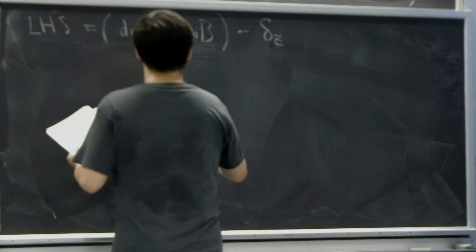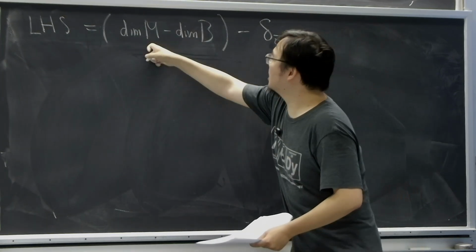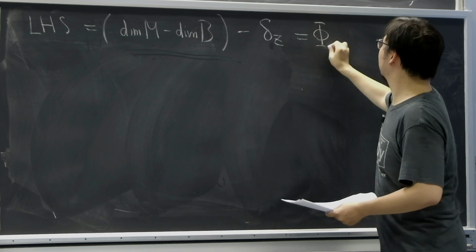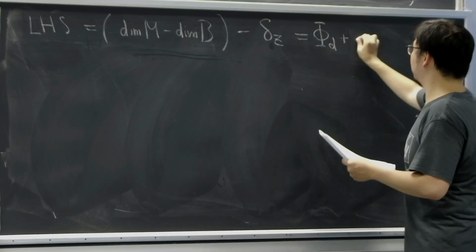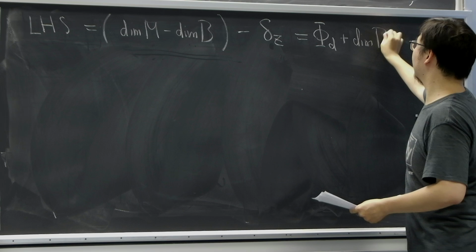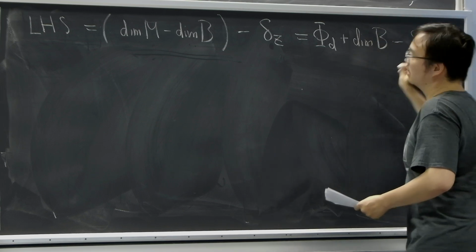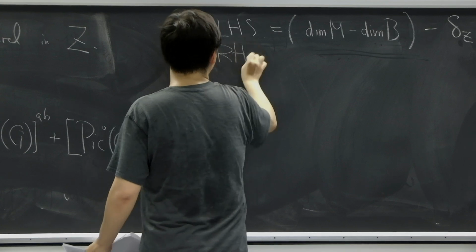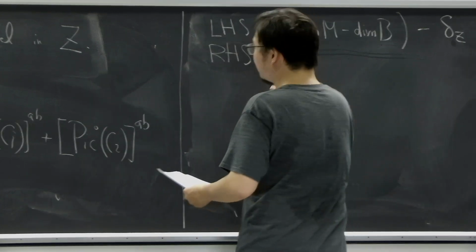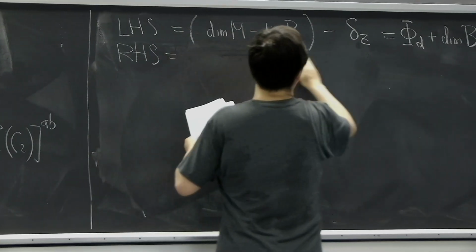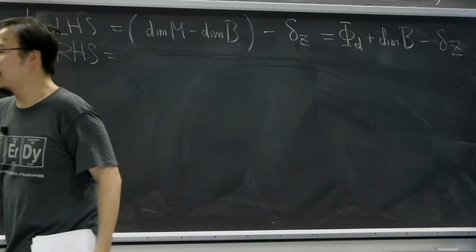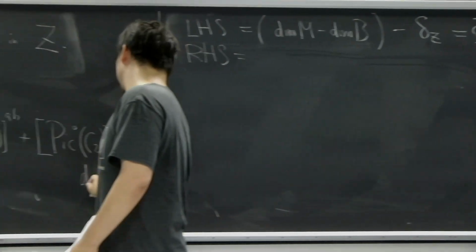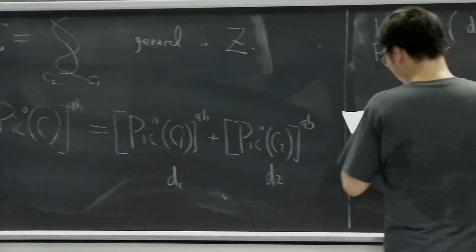Okay, so let me rewrite it. Dimension M minus, this is fiber dimension, so this is phi d plus dimension of base minus delta Z. Okay, well, let's evaluate the right-hand side. So the right-hand side, you can of course apply the same equation for not degree D, but degree D1 and D2 respectively. So this C1 has degree D1 and the C2 has degree D2, and see what's going on.